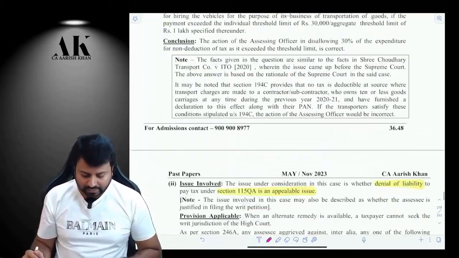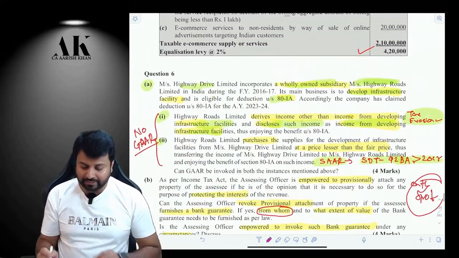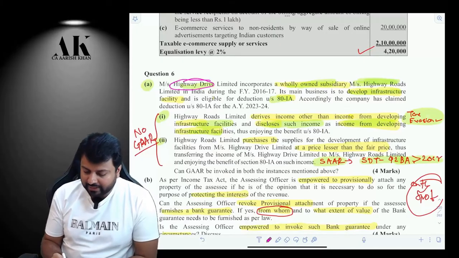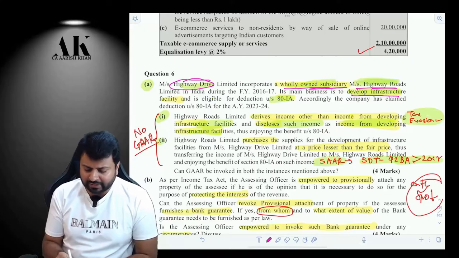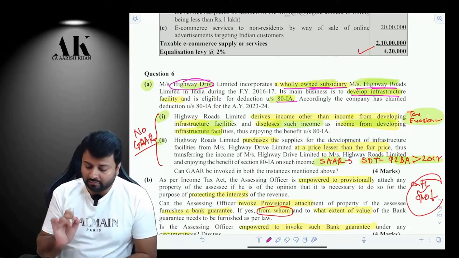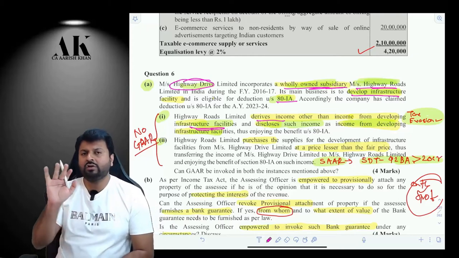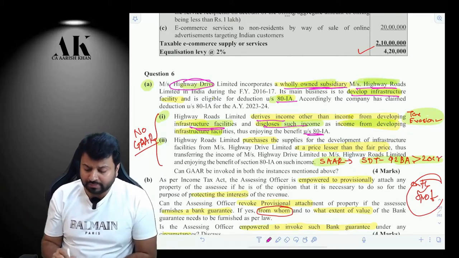Okay. Now, the next question is based on whether GAAR will be applicable in the following cases or not. There is a company by the name of Highway Drive Limited, which is a wholly owned subsidiary of Messrs. Highway Limited. Now, its main business is what? To develop infrastructure and take deduction under 80IA. Now, what are they doing? They are deriving some income which is other than infrastructure. They are not doing infrastructure work. They are doing some other work, but they are showing that as infrastructure and enjoying benefit under 80IA.